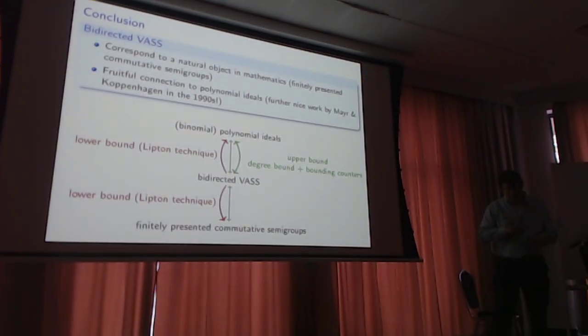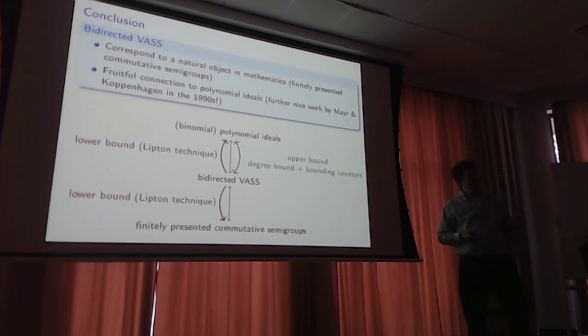Yeah? What is happening if on the VAS side you would try to take continuous semantics? Does it correspond to any kind of object in math? I have no idea. Good question. I don't know. Yeah, we should look at this.